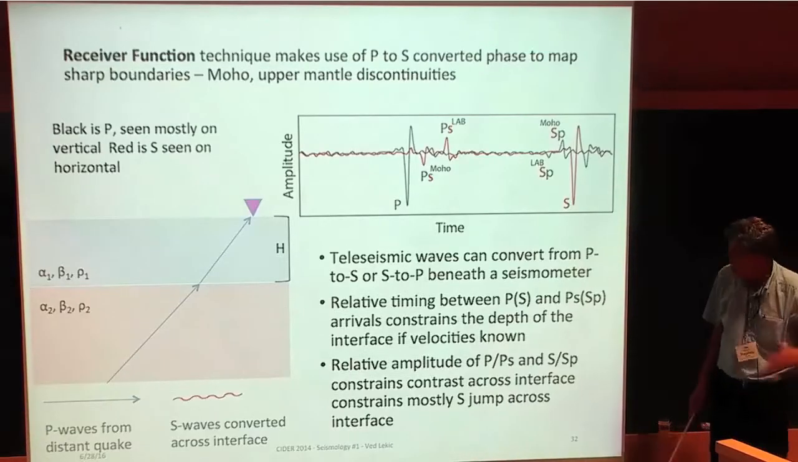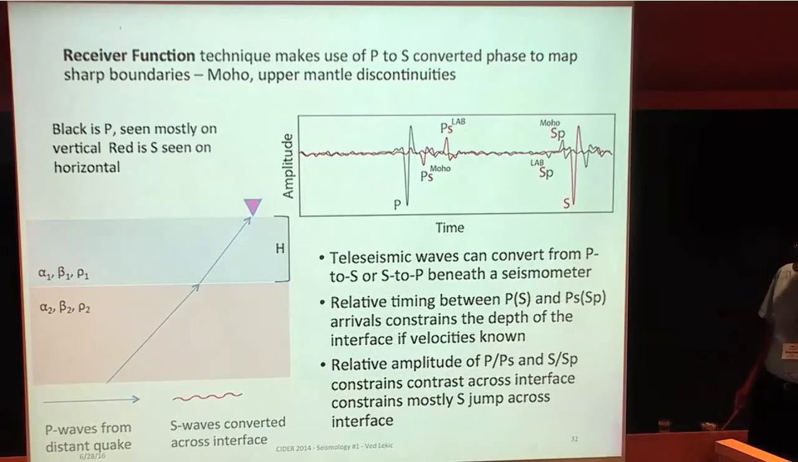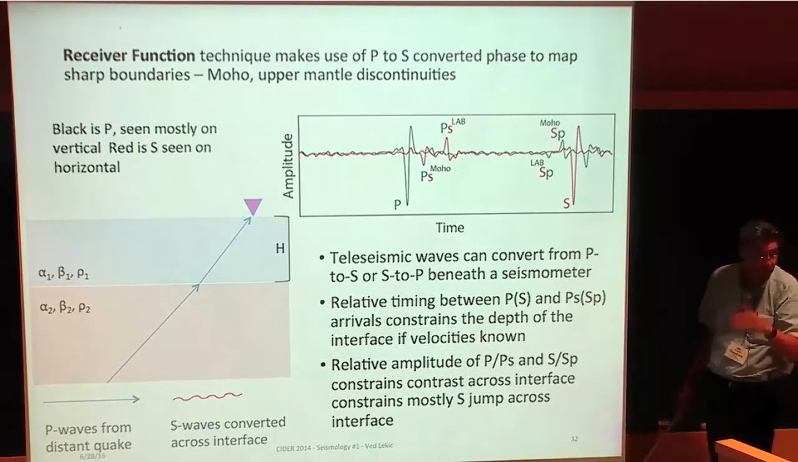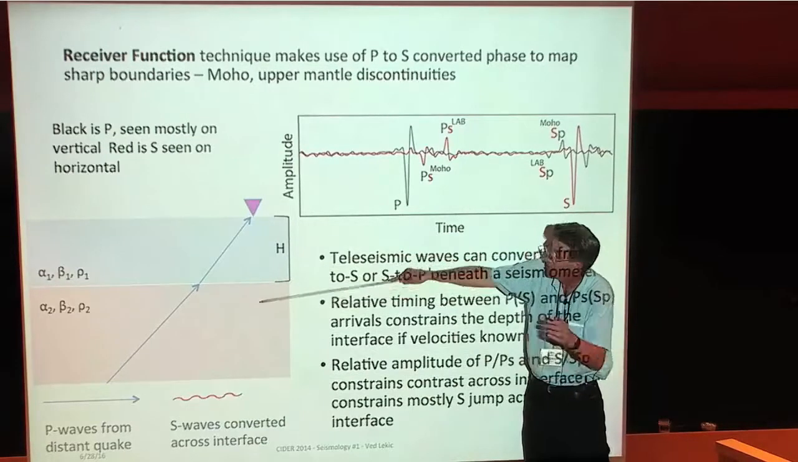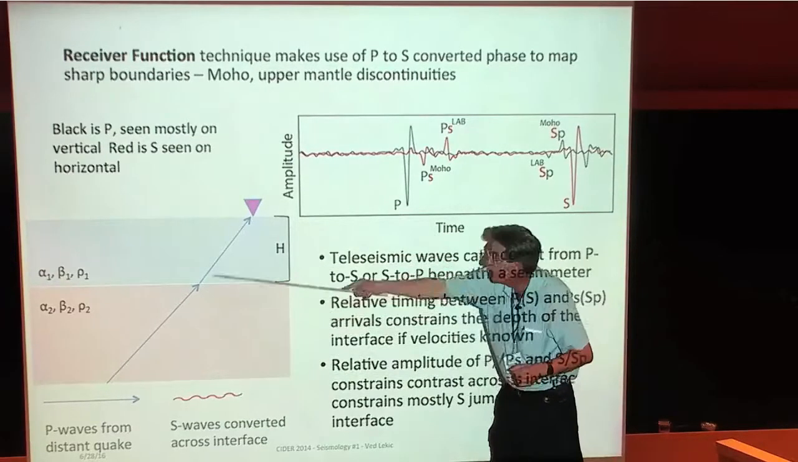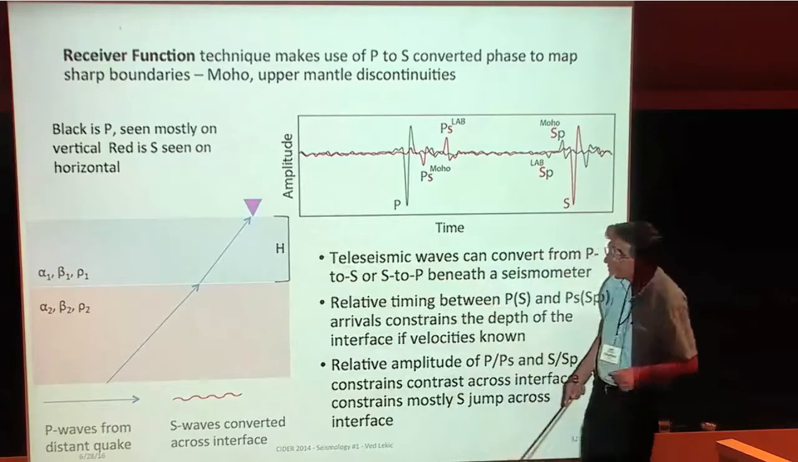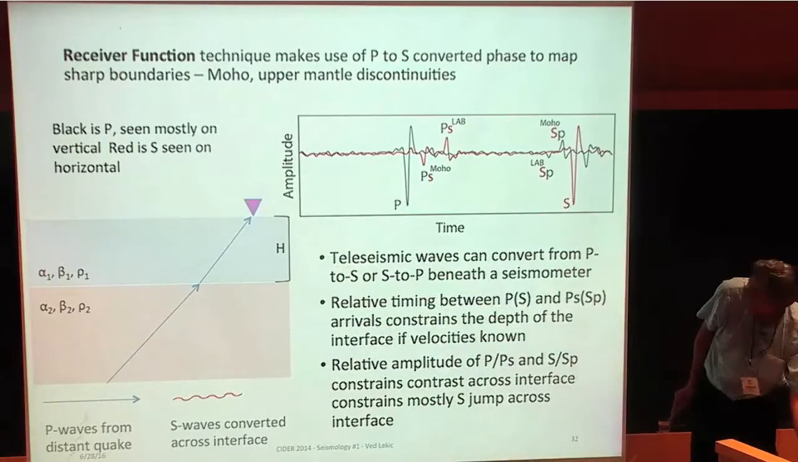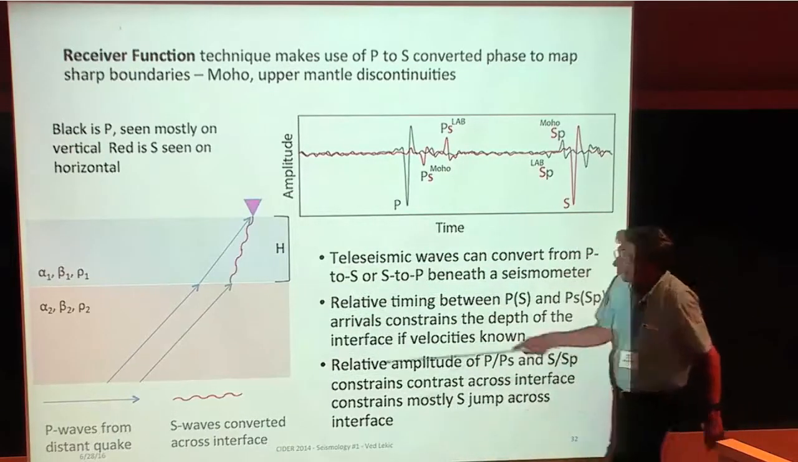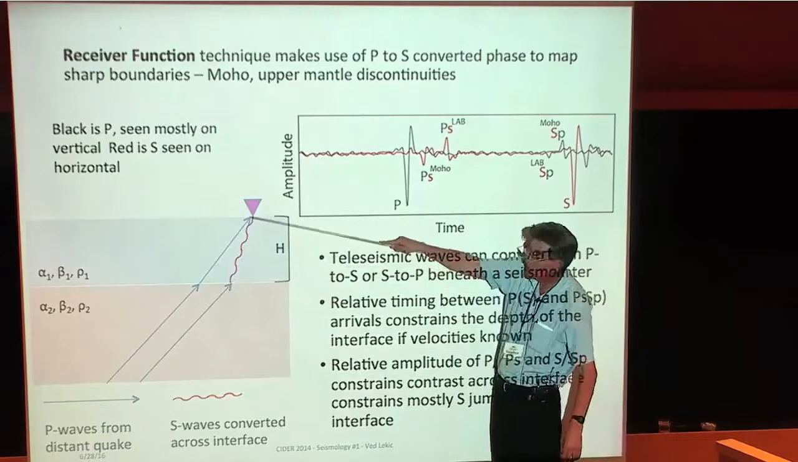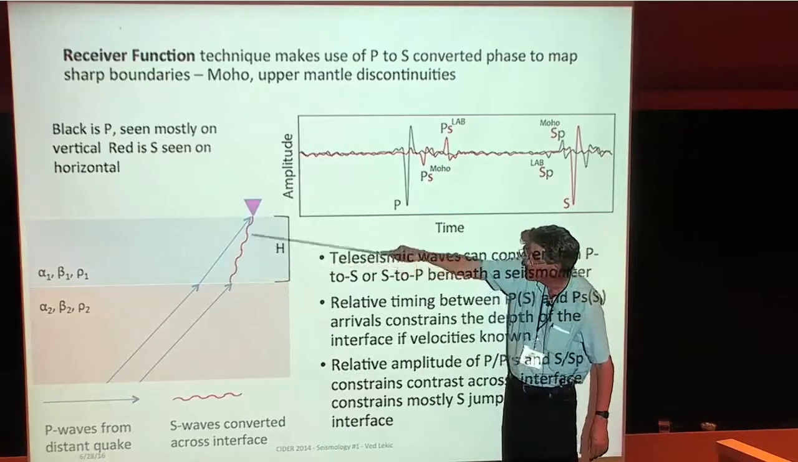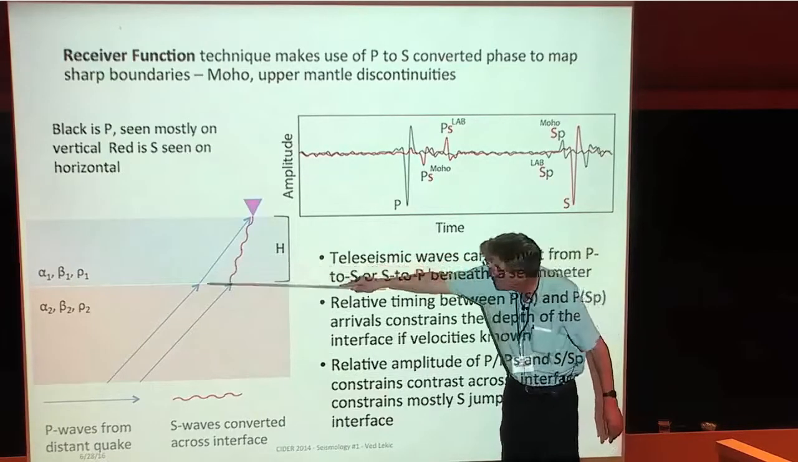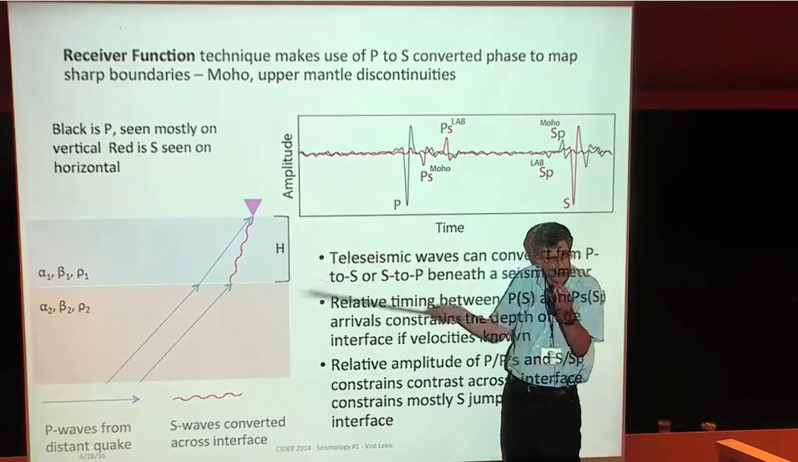People have heard about receiver functions. We use this idea of converted waves. So a lot of times this is the crust, this is the mantle, but it doesn't have to be. If you have a P wave coming up to a station over here, part of that P wave will convert into an S wave. S wave velocity is slower than the P wave velocity, so this will be a post-cursor to the actual P wave that came up. How can you distinguish these different waves coming in?